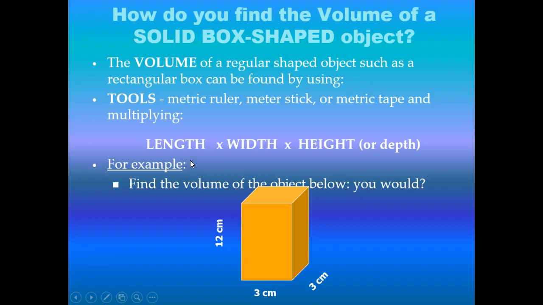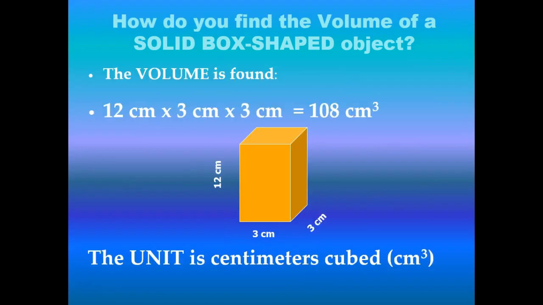So let's take a look at how we measure volume of a solid object. If it's a box shape or a rectangle, with very distinct sides, then we're just going to use length times width times height. Kind of like what you did in math. If we were going to find the volume of this box, it would be 12 times 3 times 3, and when we're measuring, we're going to have no naked numbers, so we always have a unit.